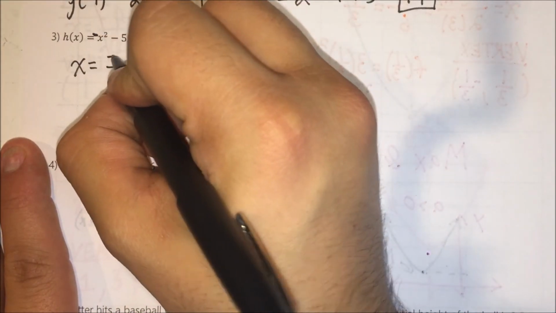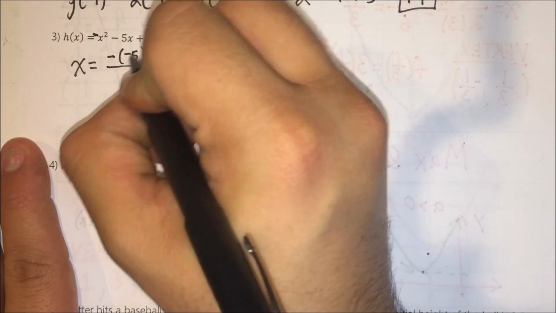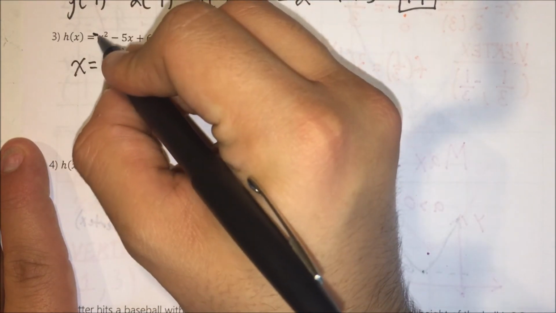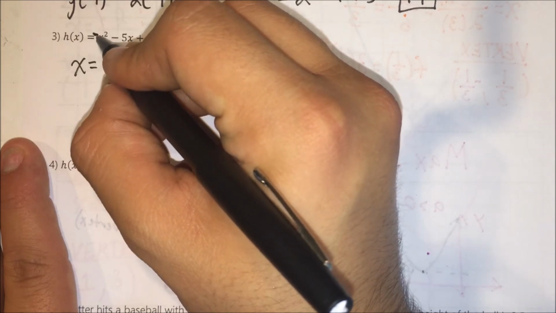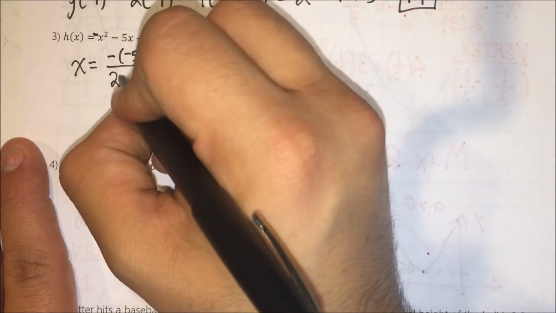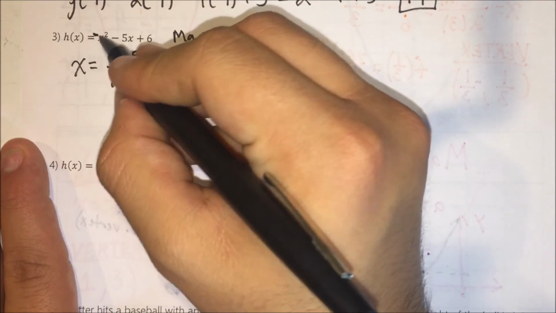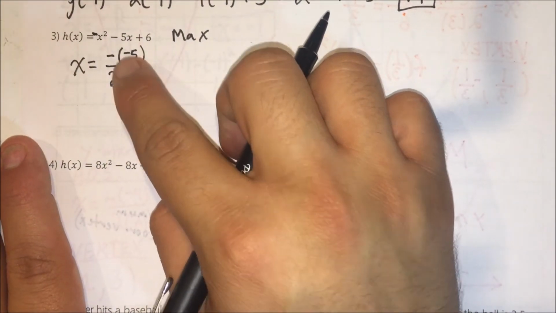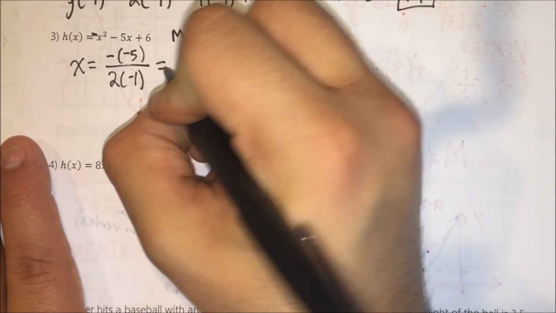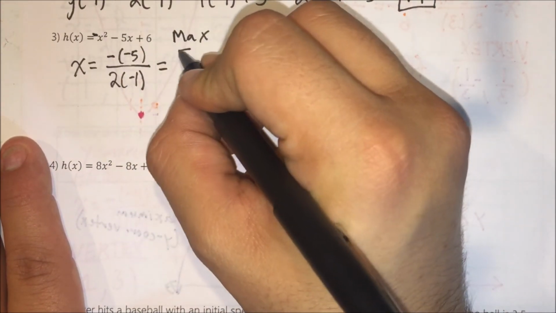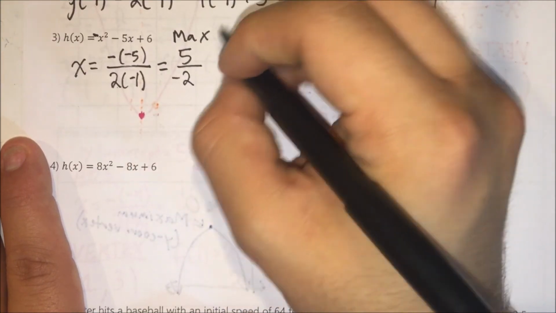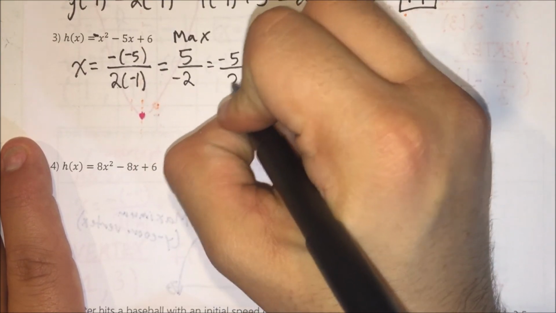That's going to be negative 5 on the top, with the negative in front built into the formula, over 2 times, again, because I put a negative there, that's going to make that negative 1. So if there's a negative in front of the x squared, you still assume there's a 1 there, but that means that's a negative 1. 2 times negative 1 is, of course, negative 2, which is going to give us negative 5 over 2.